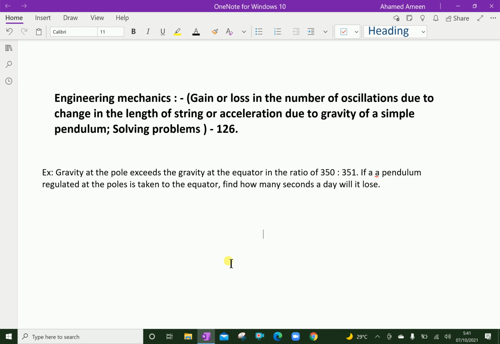Welcome to aminacademy.com. In engineering mechanics, regarding a simple pendulum, let us solve some problems regarding gain or loss of number of oscillations. Look at this example.